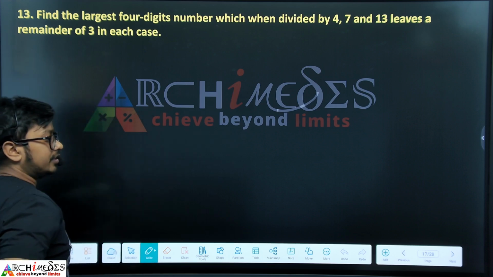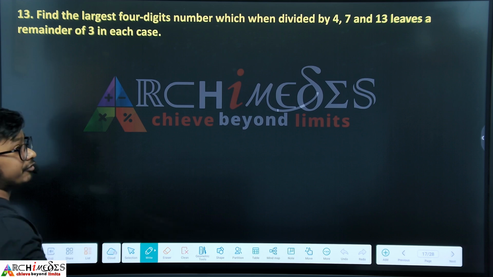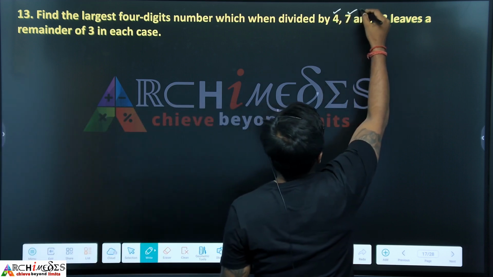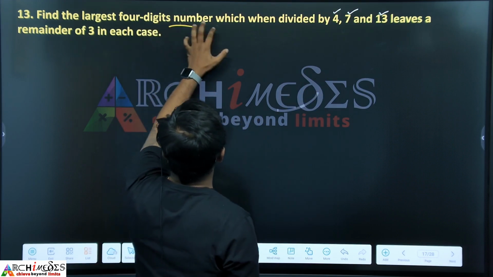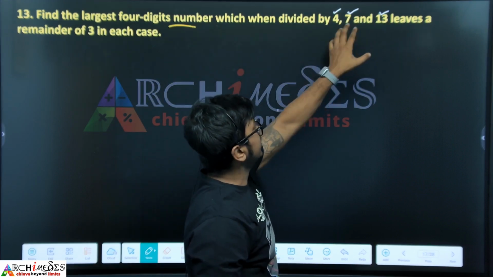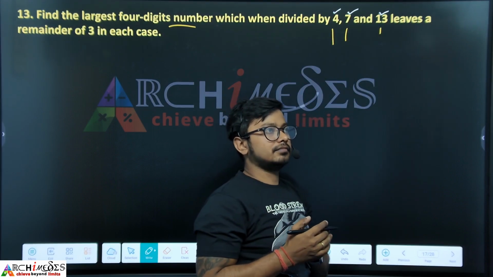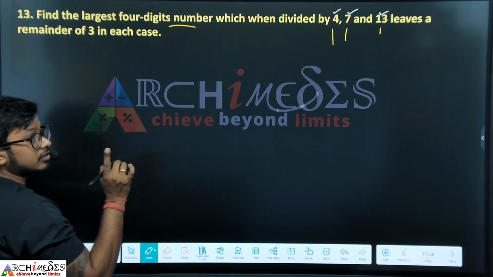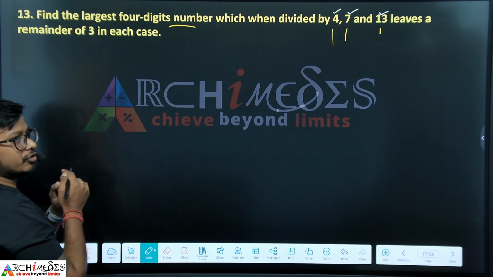Next, interesting one. A 4-digit number which when divided by, very important, 4, 7 and 13 leaves a remainder 3 in each case. So you have to divide by 4, 7 and 13. If you divide that number by all these numbers, it should be bigger. It will be the LCM, yes? But now listen carefully. Because you are dividing by these, the number should be a bit bigger, right? Only then will it divide, otherwise how will it?